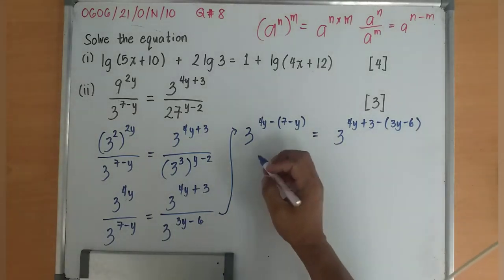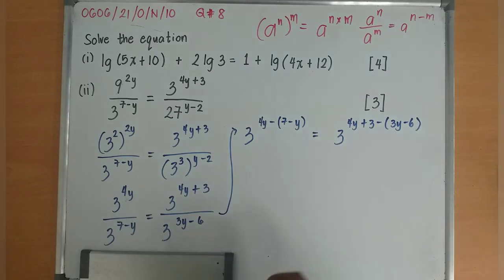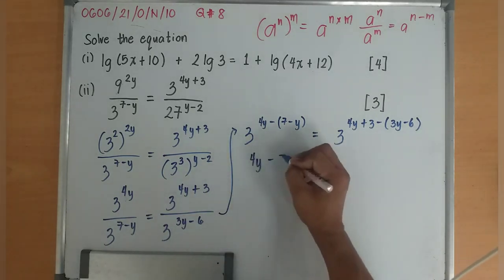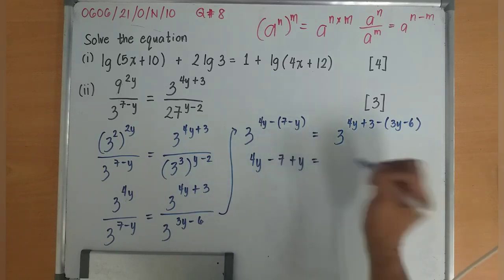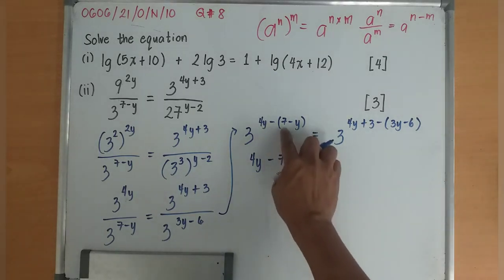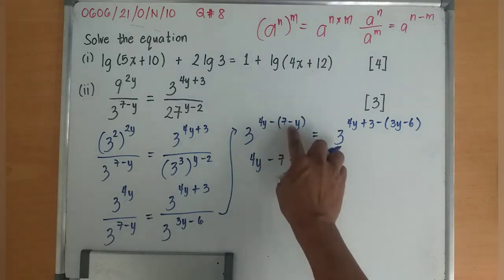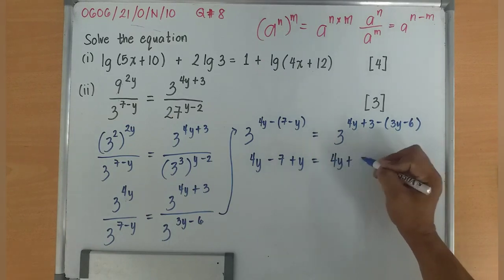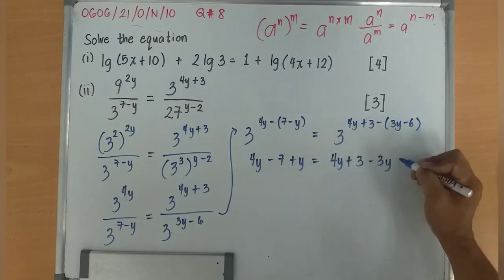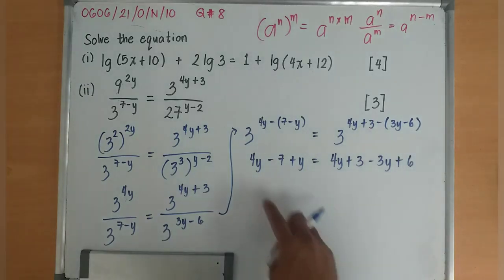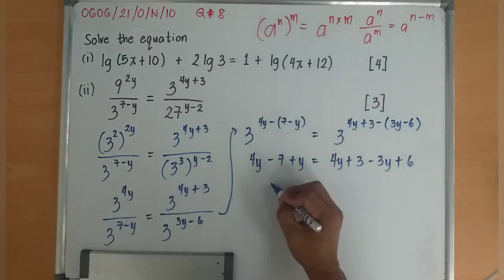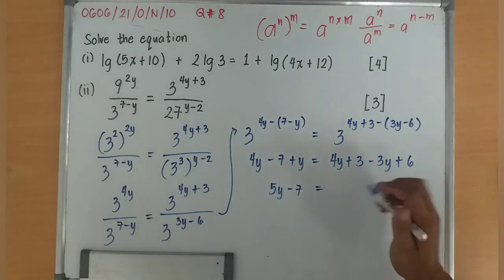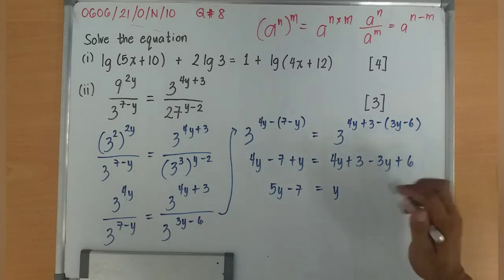So it will become, we can now get rid of the indices. So I'll have 4y minus 7 plus y. Negative times positive is negative 7. Negative times negative is positive y. Next, I'll have 4y plus 3 minus 3y plus 6. 4y plus y is 5y. 5y minus 7 is equal now to 4y minus 3y is y. 3 plus 6 is 9.